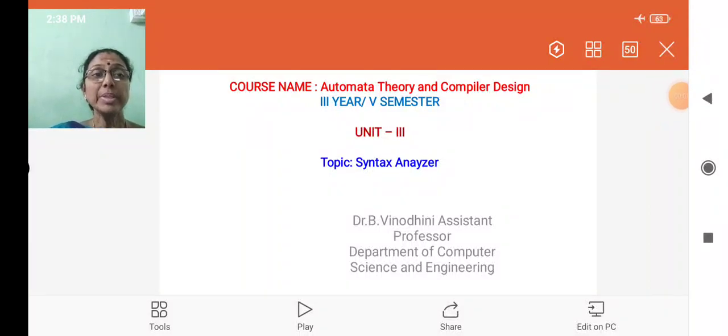In the previous video we saw the phases of a compiler, the two main phases, analysis and synthesis, and each phase's input and output and how it is converted. In today's video we are going to see about the syntax analyzer: what issues we have to face in deriving the syntax analyzer, and what terms we have to remove for constructing the parser.